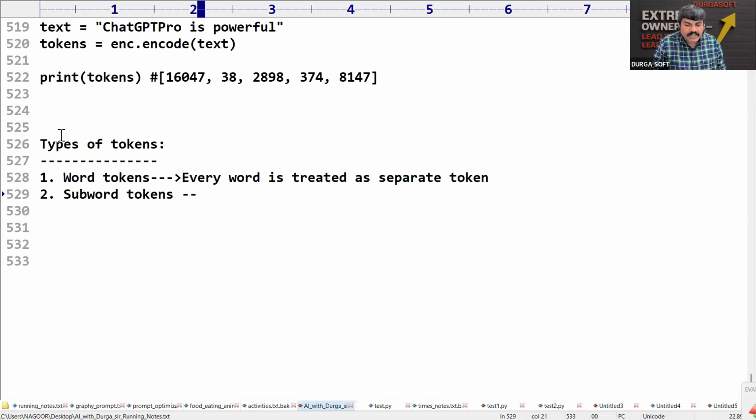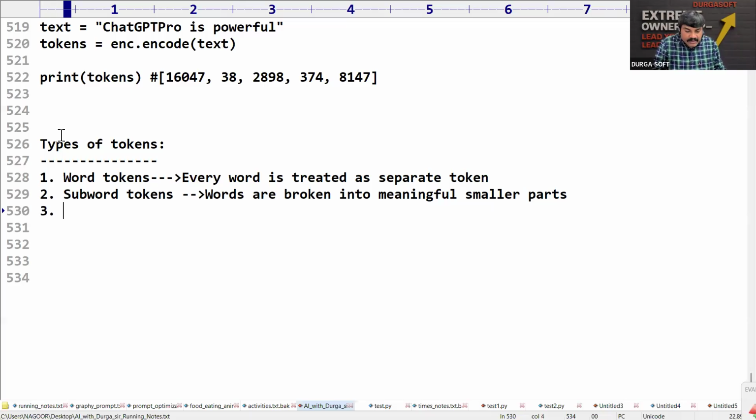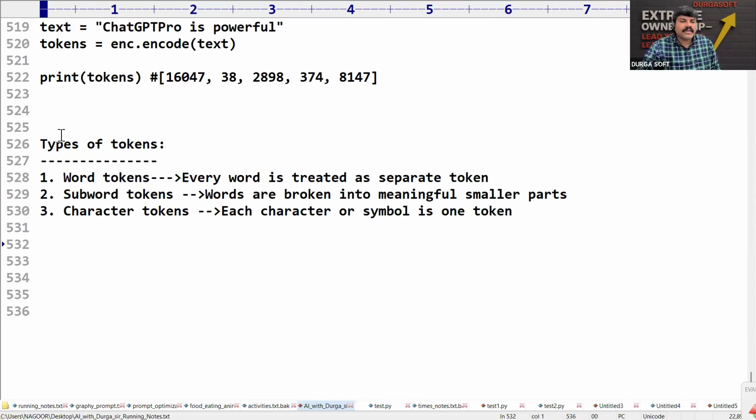Why subword tokens? It means the word itself is going to be divided into multiple subword tokens. Words are broken into meaningful smaller parts. Next, the third one is character tokens. Every character itself is treated as a token. Each letter, character, or symbol is considered one token. Remember this. But which tokens are our GPTs always going to use? Subword tokens.